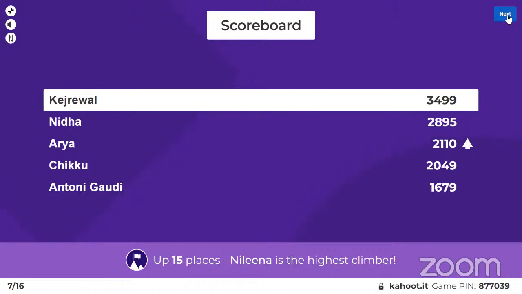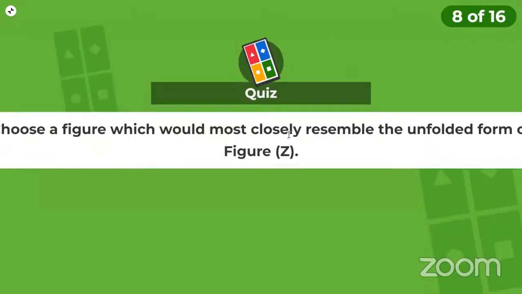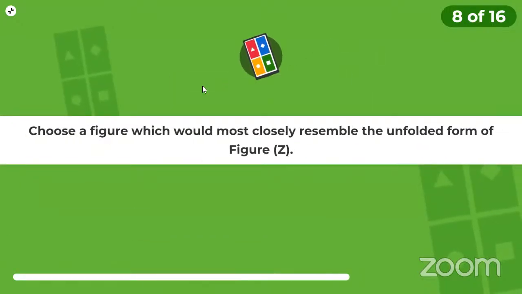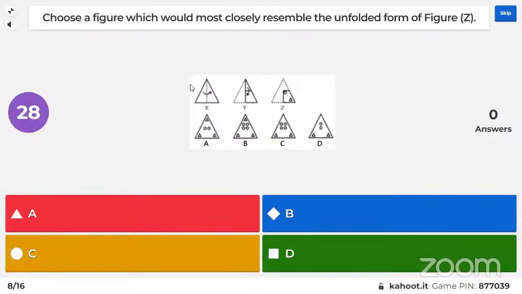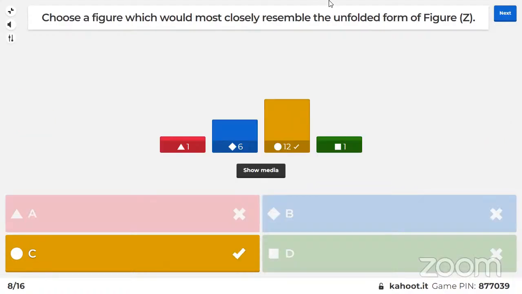All right, so moving on to the eighth question. Right, the figure that closely resembles the unordered form of the figure is C. Most of you have made it correctly. Good.